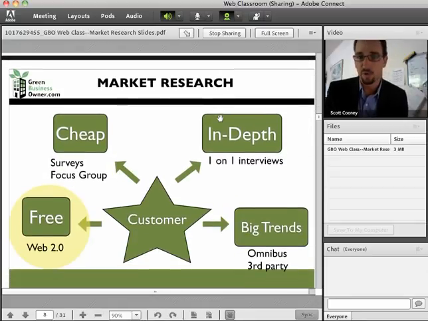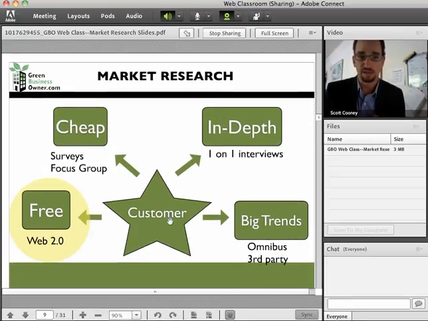Okay, so in your market research, you see that there are 4 different paths that we're outlining to your customer. You take your customer and you want to try and understand them. You start with what's highlighted over here, which is the free stuff, Web 2.0 stuff, very, very basic. It's free. The information is out there. You start there and you can move on, and you can see on the slide that you can go from free to cheap to in-depth to the bigger trends.